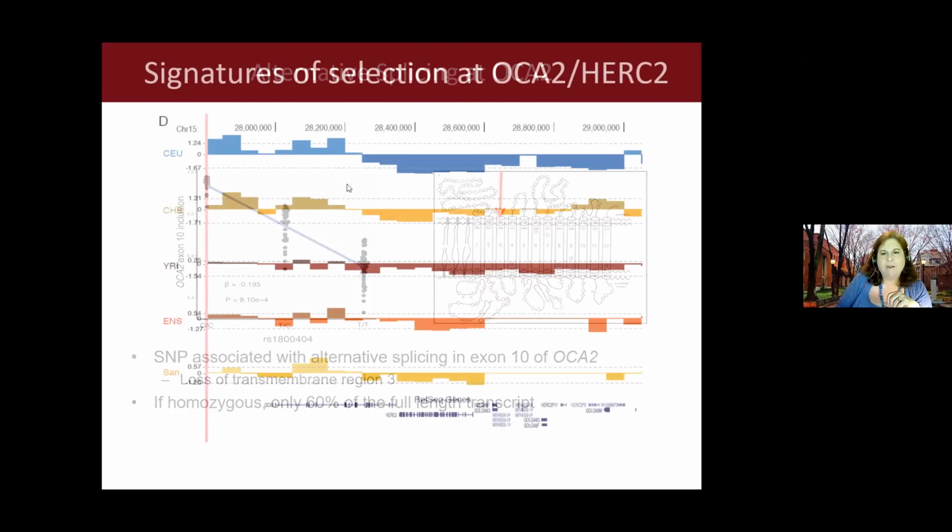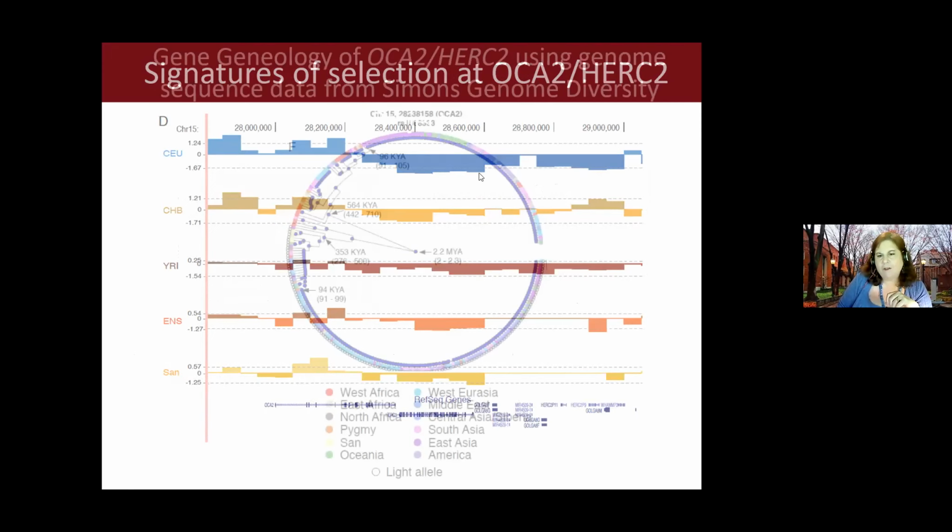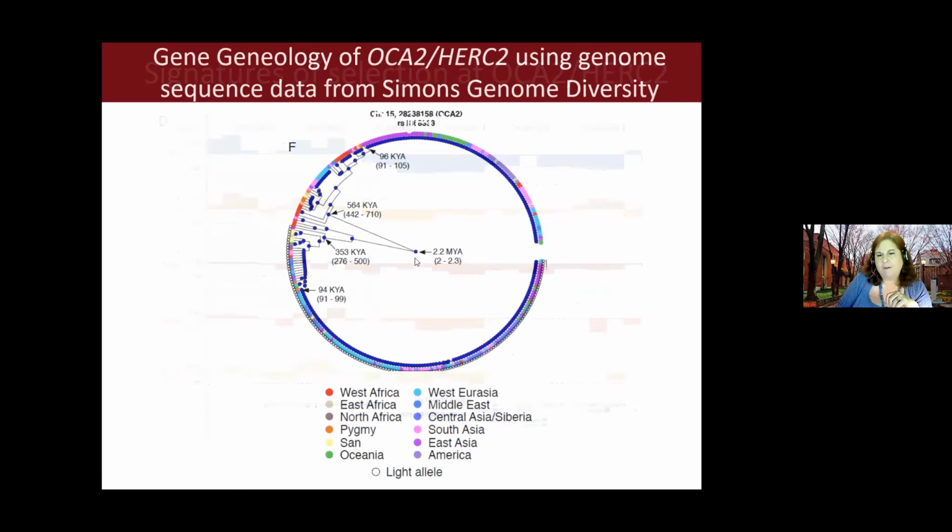And here we see some signature of selection in Europeans, positive selection. But in OCA2, in some of the African populations, we actually see evidence of balancing selection. And if you look at the gene genealogy, you look at the time to most recent common ancestry, it's really, really old. This is about double what we would typically see. And that's kind of a classic signature of balancing selection, that the different variants are being maintained for a very long period of time, but we don't know why.